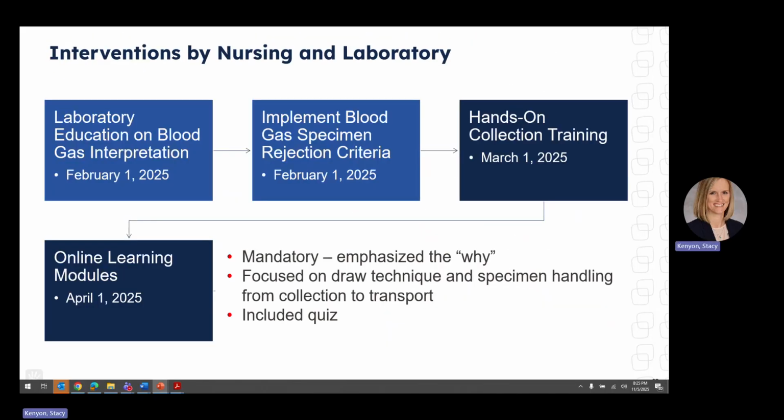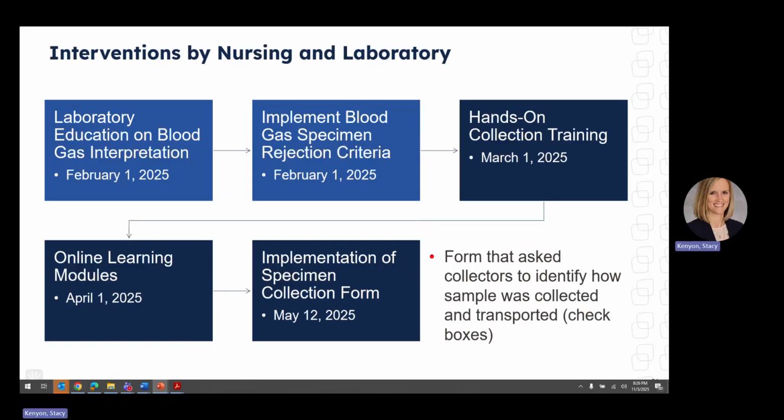After the hands-on training in March, completion of online learning modules was also required for all nurse collectors. The online learning modules were mandatory and focused on the why behind why we were implementing these practice changes. So it talked a lot about how air contamination impacts the results and how it can impact patient care. Like the hands-on training, the learning modules really focused on the proper draw technique and specimen handling. And it also included a quiz to test knowledge.